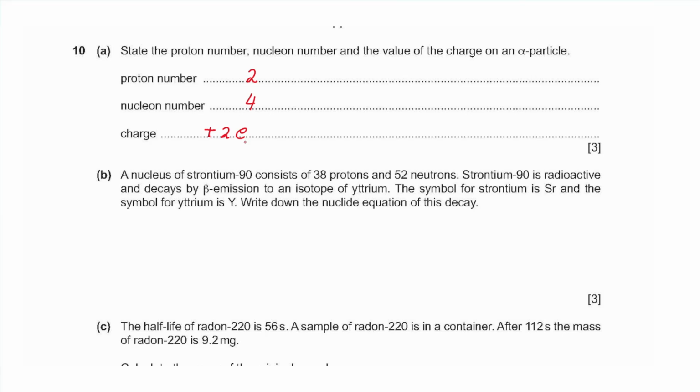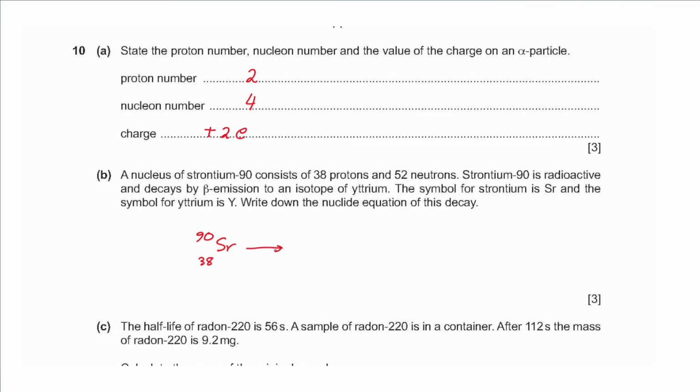Part B says a nucleus of strontium-90 consists of 38 protons and 52 neutrons. Strontium-90 is radioactive and decays by beta emission to an isotope of deuterium. The symbol for strontium is Sr and the symbol for deuterium is Y. Write down the nuclide equation for this decay. So we start with Sr. We have the proton number here 38, and adding 38 to 52 that gives us 90.